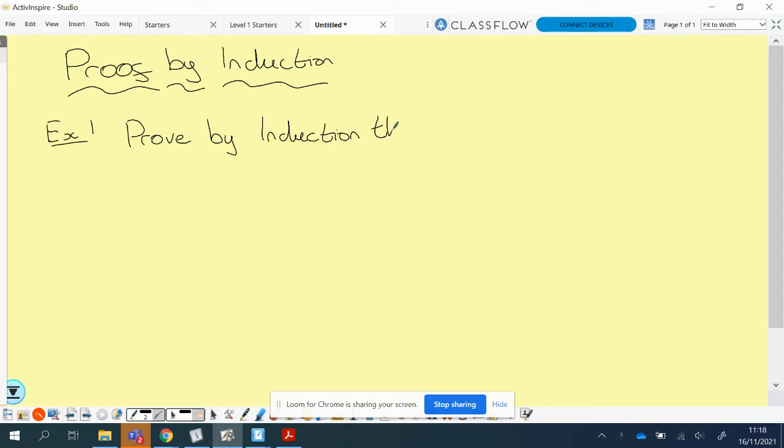that the sum r equals 1 up to n of r cubed gives me n squared, bracket n plus 1, all squared, divided by 4. Okay, so we're proving that the sum where r begins at 1 up to the value n of r cubed would summate to n squared, bracket n plus 1 squared over 4 for the value of n.